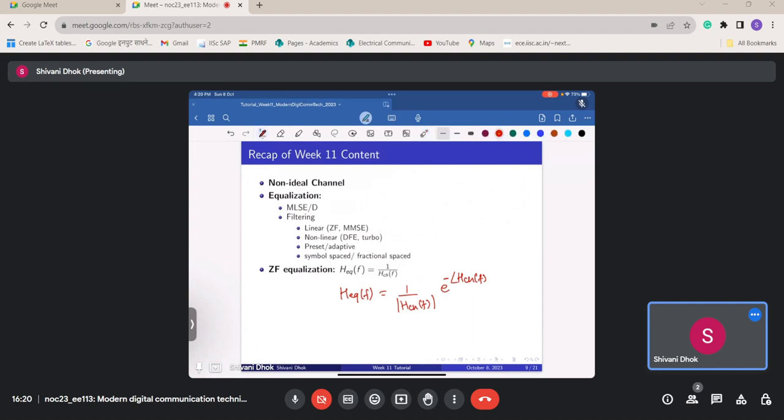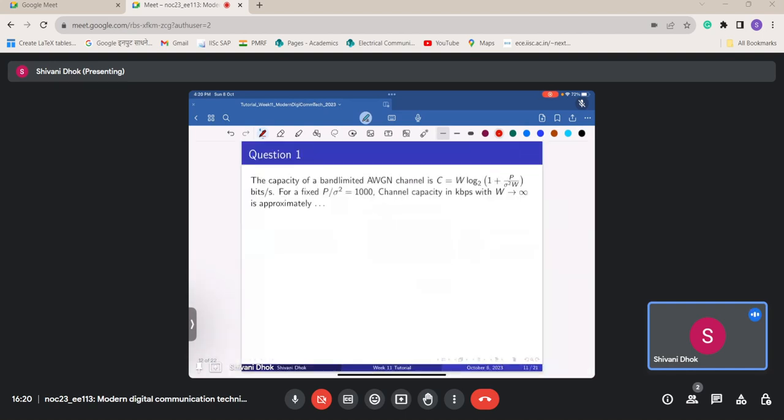Okay. Let's start with the questions that I had planned to cover today. So let's start with the first question. What does it say? The capacity of a band limited AWGN channel is given by the formula C equal to W log base 2 of 1 plus P by sigma square W bits per second, and for a fixed P by sigma square equal to 1000, we need to find the channel capacity in kilobits per second when W, that is the bandwidth, is very large, that is it tends to infinity, that is you're having the entire AWGN channel.